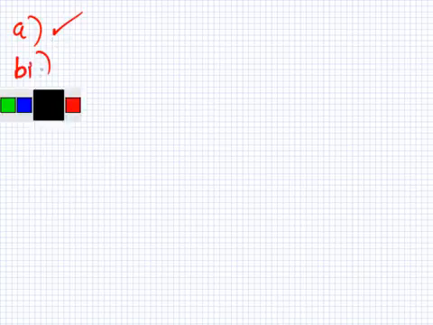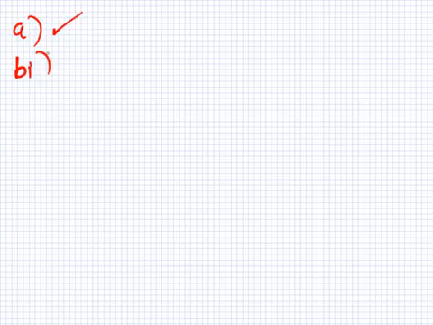Okay, B1. A trap door is made from a piece of wood. It's attached to a hinge. It's held in position by this force and this and this. So all the forces are on the diagram. What's the mass of the trap door? In other words, what's the weight?